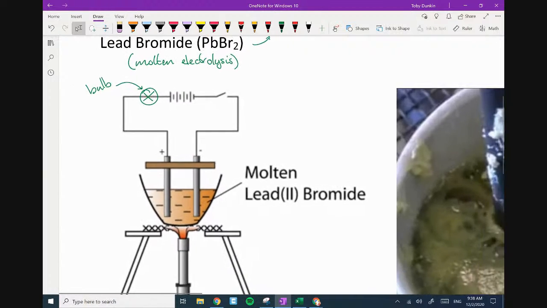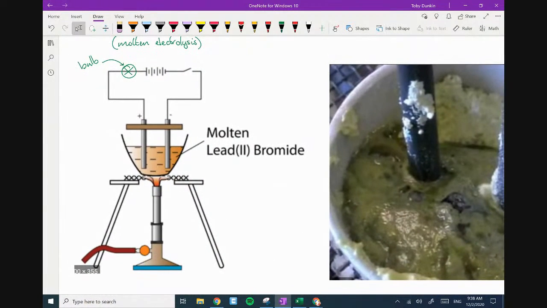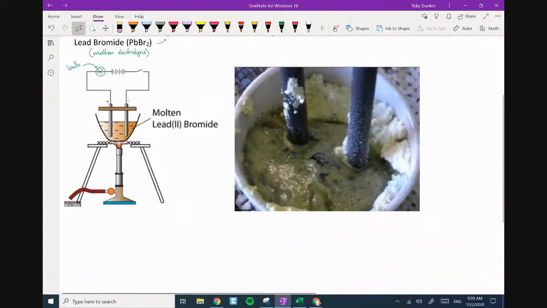So why is the bulb there? Just to quickly say, I'd really like you guys, if you can, to find a picture of this. If you just type in lead bromide electrolysis, you'll find that picture, and then you can add that to your notes. It's a really good picture. But the bulb there is going to show us something really cool.